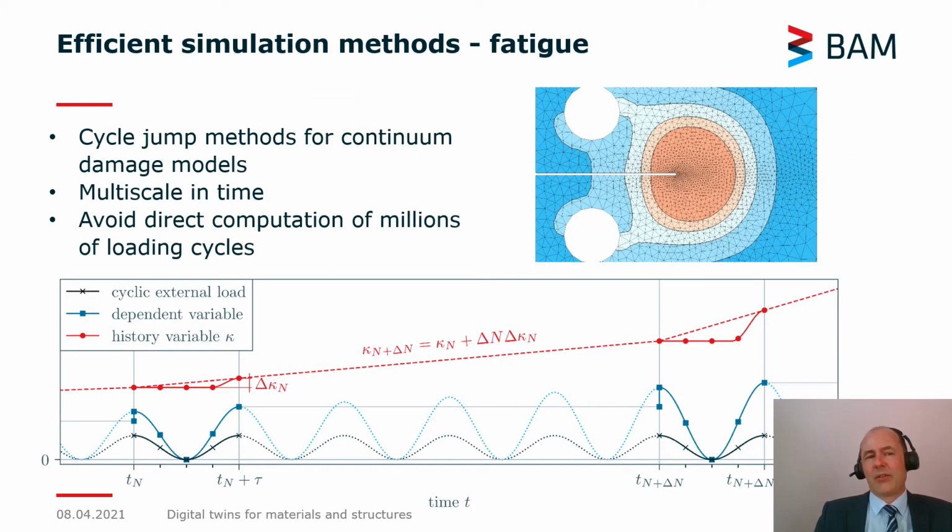What is also important are efficient simulation methods. And I want to go into the details here. This is just a model of an efficient fatigue model where you're interested in the durability of a material over time. And in order to avoid millions of cycles in a direct numerical simulation, you can perform so-called cycle jump methods in order to, say, extrapolate the fatigue behavior.